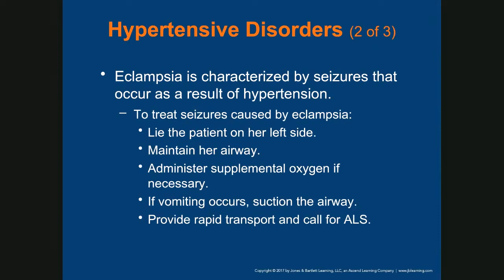Now, as I stated before, if the preeclampsia is not managed properly, they can start to have seizures. This is what we call eclampsia. So eclampsia is characterized by seizures that occur as a result of hypertension. To treat seizures caused by eclampsia, lie the patient on her left side. So once they are close to full term, we do not put them flat, right? You're going to put them in what we would call the left lateral recumbent position.